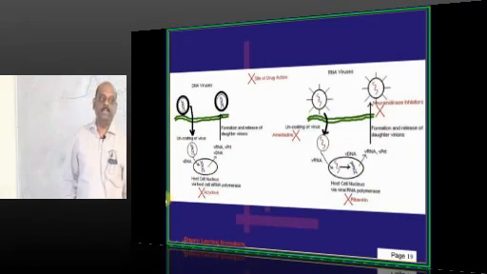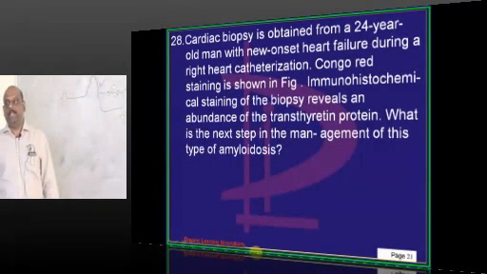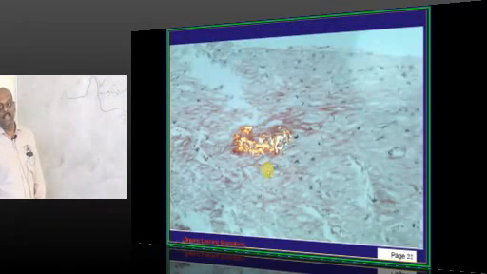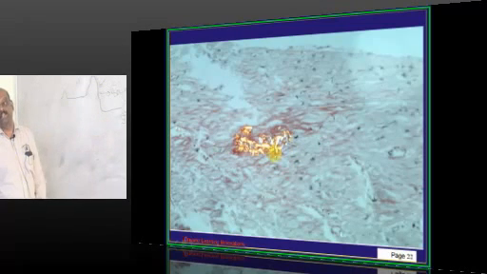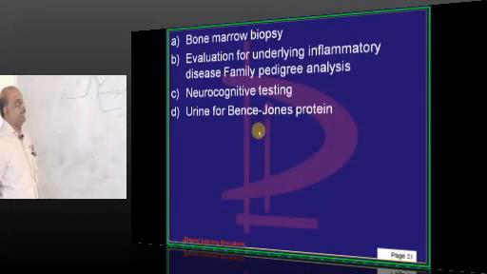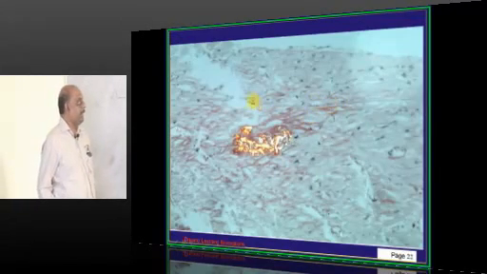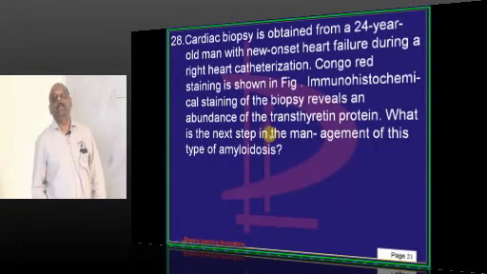You have to be 100% sure when you go for tomorrow's exam. Cardiac biopsy has been done, and immunohistochemical staining has been done. So there is a birefringence on Congo red staining, which means amyloid cardiomyopathy. Then transthyretin protein is shown in abundance.